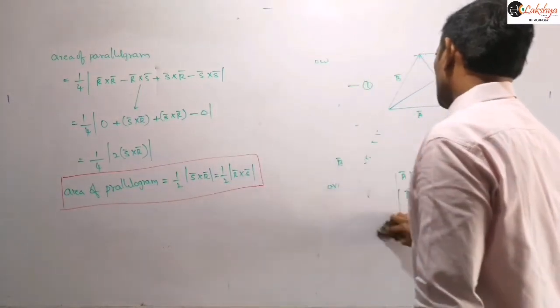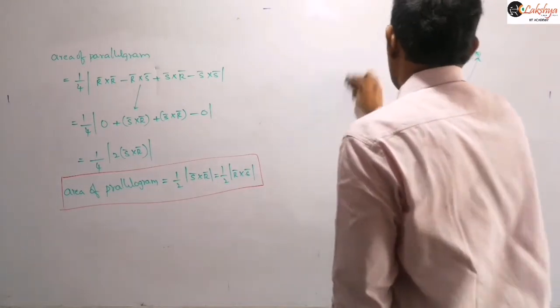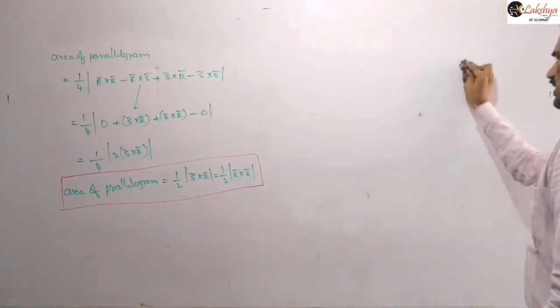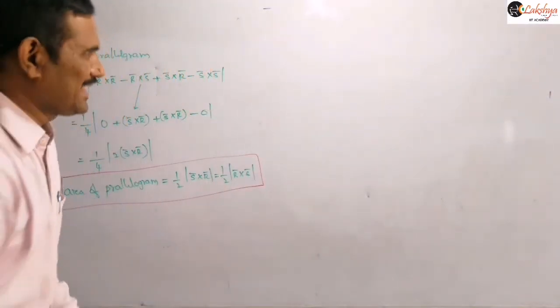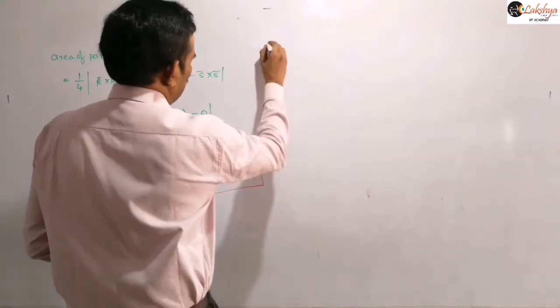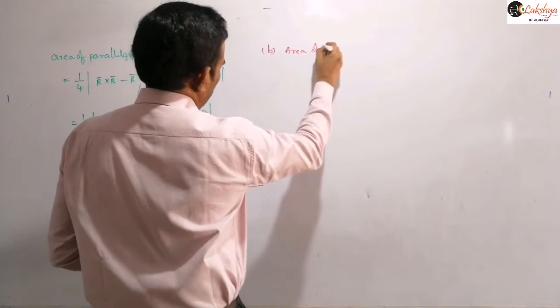So that is a way of finding the area of the parallelogram when two vectors are given. That may be the sides are given, or diagonals are given. In a similar way, you can write the expression for the area of the triangle. So let us write now this area of the triangle.